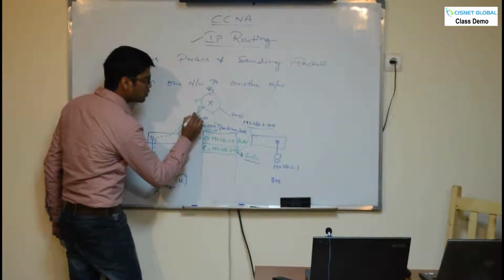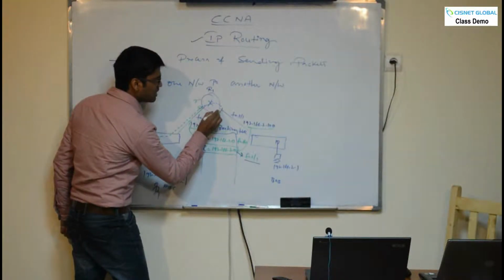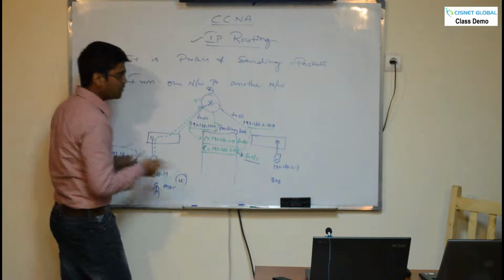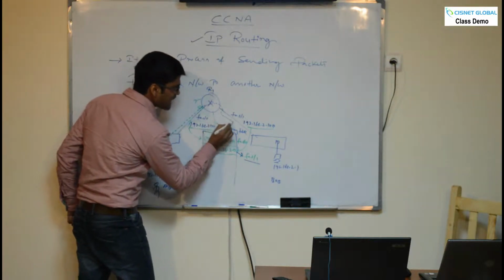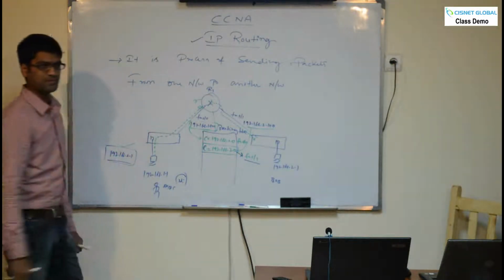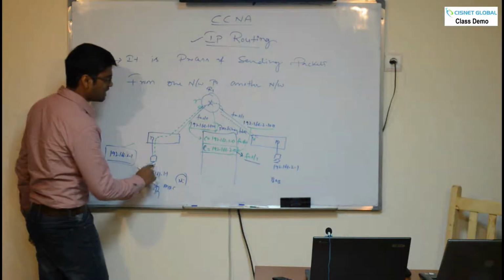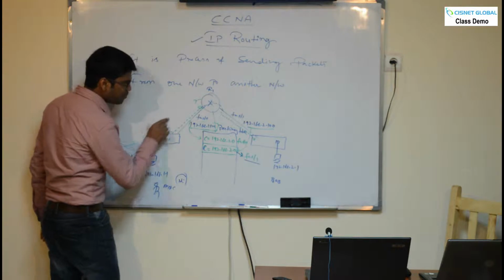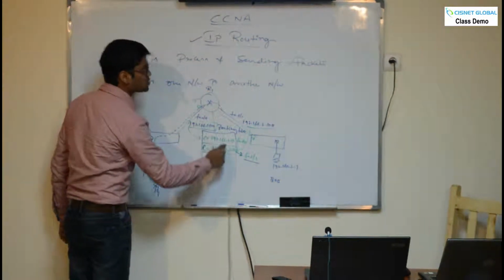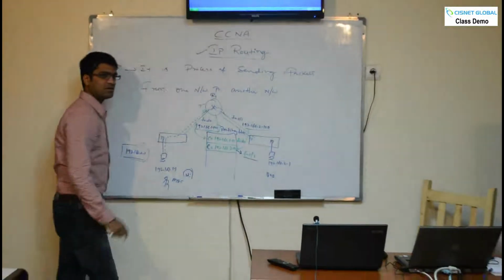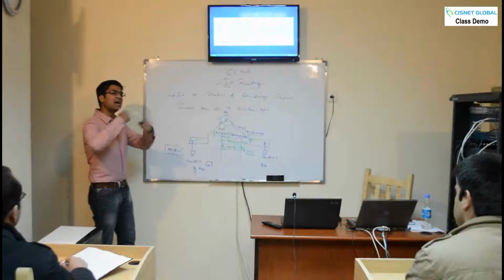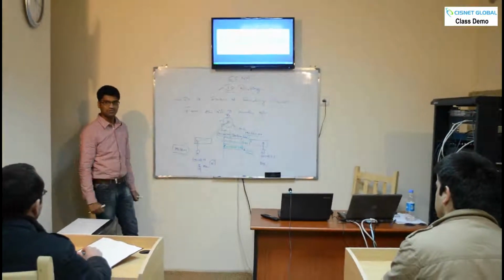Then he will take that information and give it to this interface. This interface will carry that information and forward it to that machine. This process is called routing. The packet is coming from one network and is being forwarded to another network. This entire process is called IP routing. Your packet is routing from one network device to another.